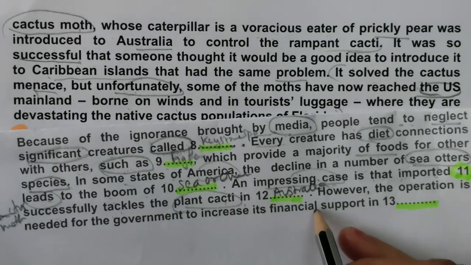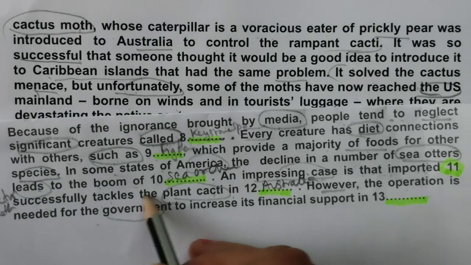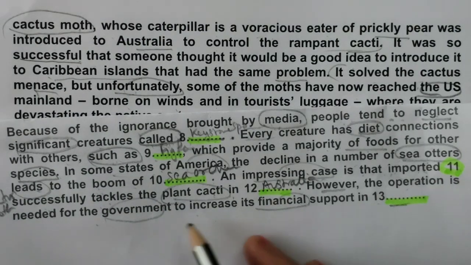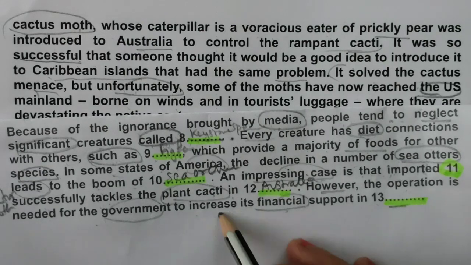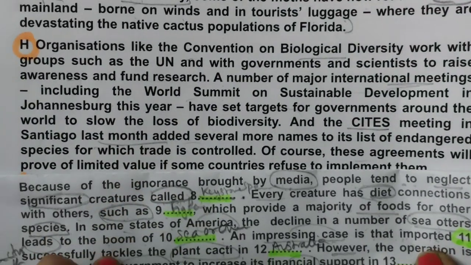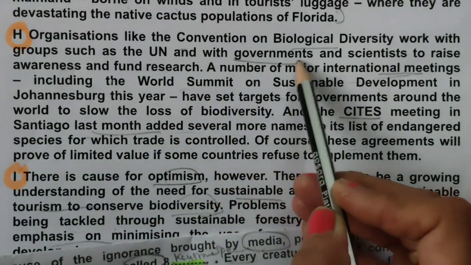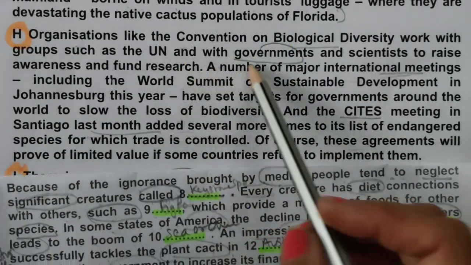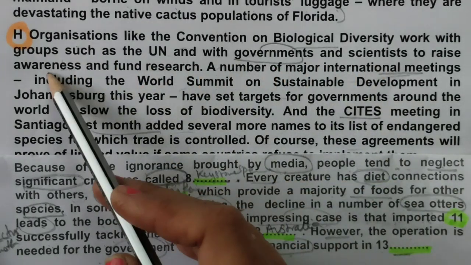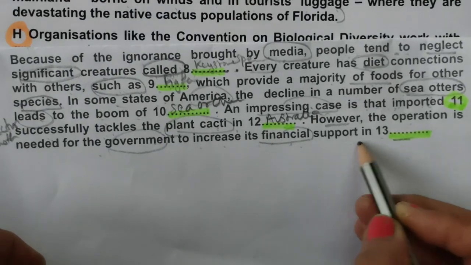Moth it will come. Now 13th: however, the operation is needed for the government to increase its financial support in where. So now, government and financial support, increase its financial support. Now we have done this. In the H paragraph, government is here: organizations, biodiversity groups such as the UN and government scientists to raise awareness and fund research. Its financial support in where?